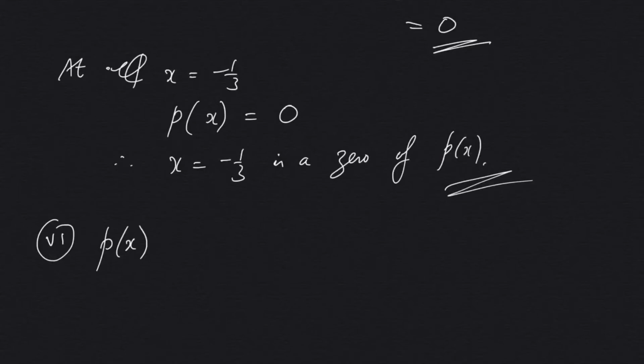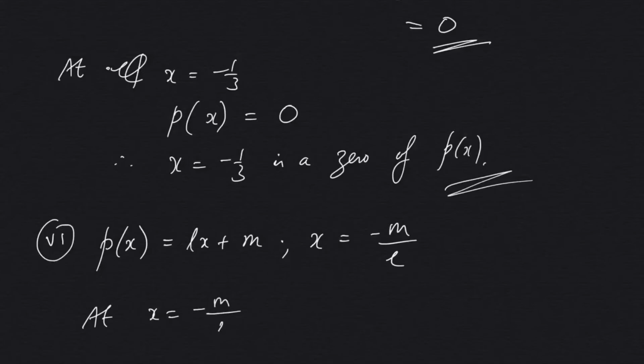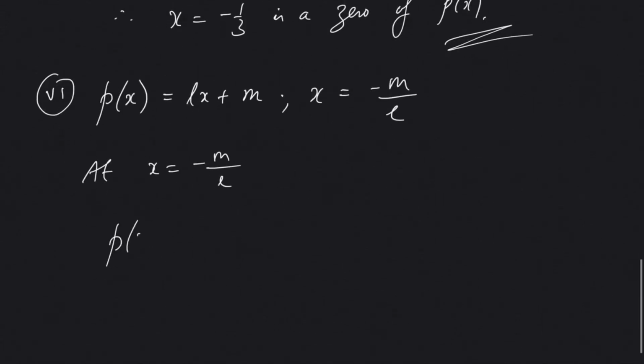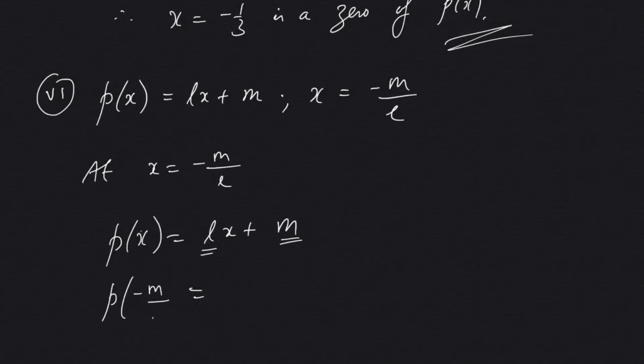Find out the value of the polynomial p(x) = Lx + m at x = -m/L. Don't be confused with the letters, my dear students, just the value of the variable will change, that is at x = -m/L.